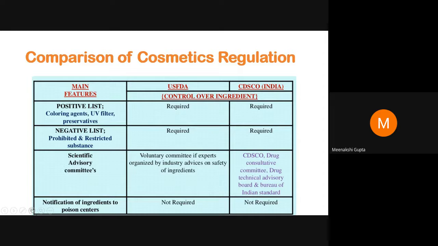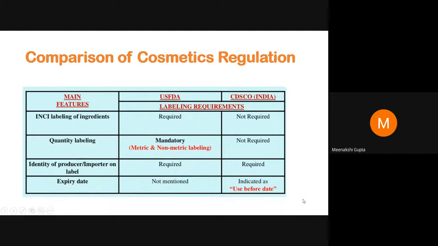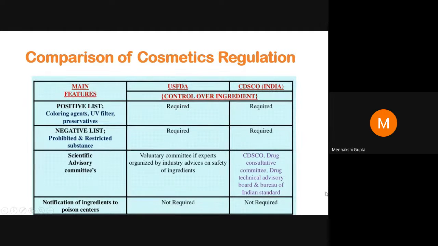Then next is the scientific advisory committee. With respect to India, the regulating committee is CDSCO. Then there are the Drug Consultative Committee, Drug Technical Advisory Board, and Bureau of Indian Standards. All these are responsible for implementing the Drug and Cosmetic Act. Okay, notification of ingredients to poison center is not required.